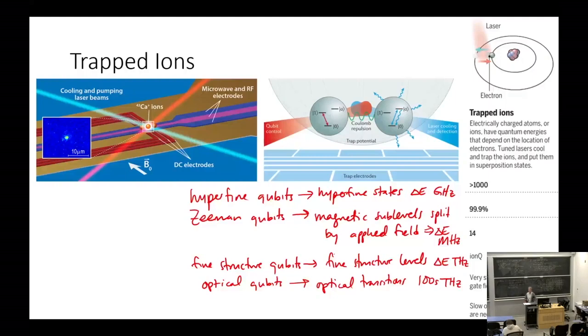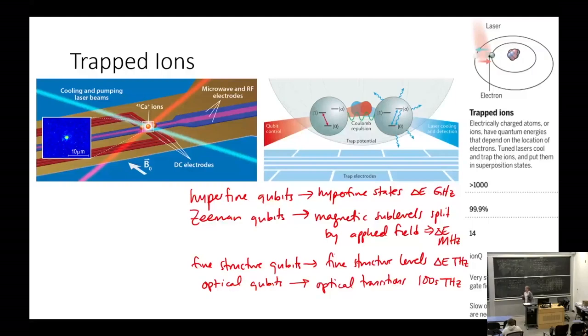So initialization is performed via optical pumping into the excited state. That's our 1 state. And that's often accompanied by cooling of the ion's quantized motion to the trapped harmonic oscillator. So you have your ion, it's in a trap. The trap is defined by some harmonic oscillator, and you're cooling the ion down in that potential well.